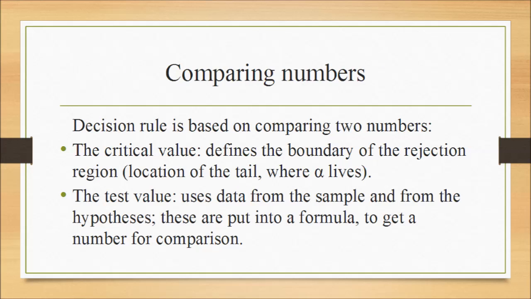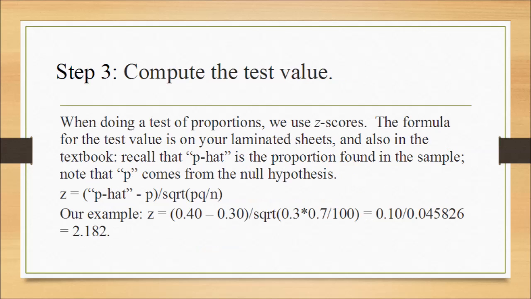So we're going to compare this critical value, that's where alpha is, with the test value. Test value information is going to come from the sample and also from the statement of the problem, and we're going to get a number that we're going to use. This is how it works. What is the test value? There's a formula on your sheet, the z-score that we need when we're doing proportions. We take p hat minus p over the square root of pq over n. Numbers are listed there for you. We come out with 2.182.